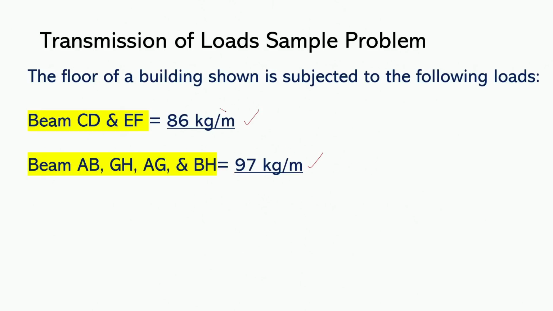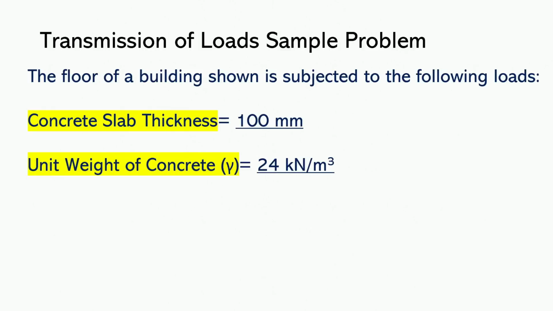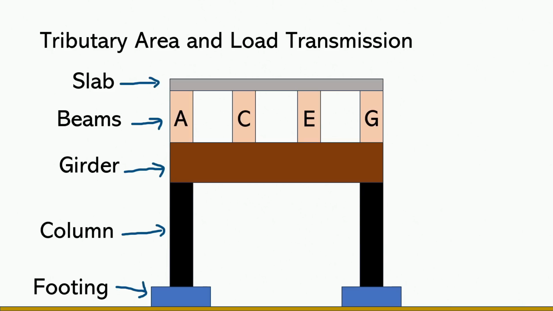And then, this will be our joists. And so now, let's try to check. Meron pa pala tayong mga given. We have the concrete slab thickness equal to 100 mm and the unit weight of concrete equal to 24 kN per m cube. And so again, this is the generalized figure of our system.